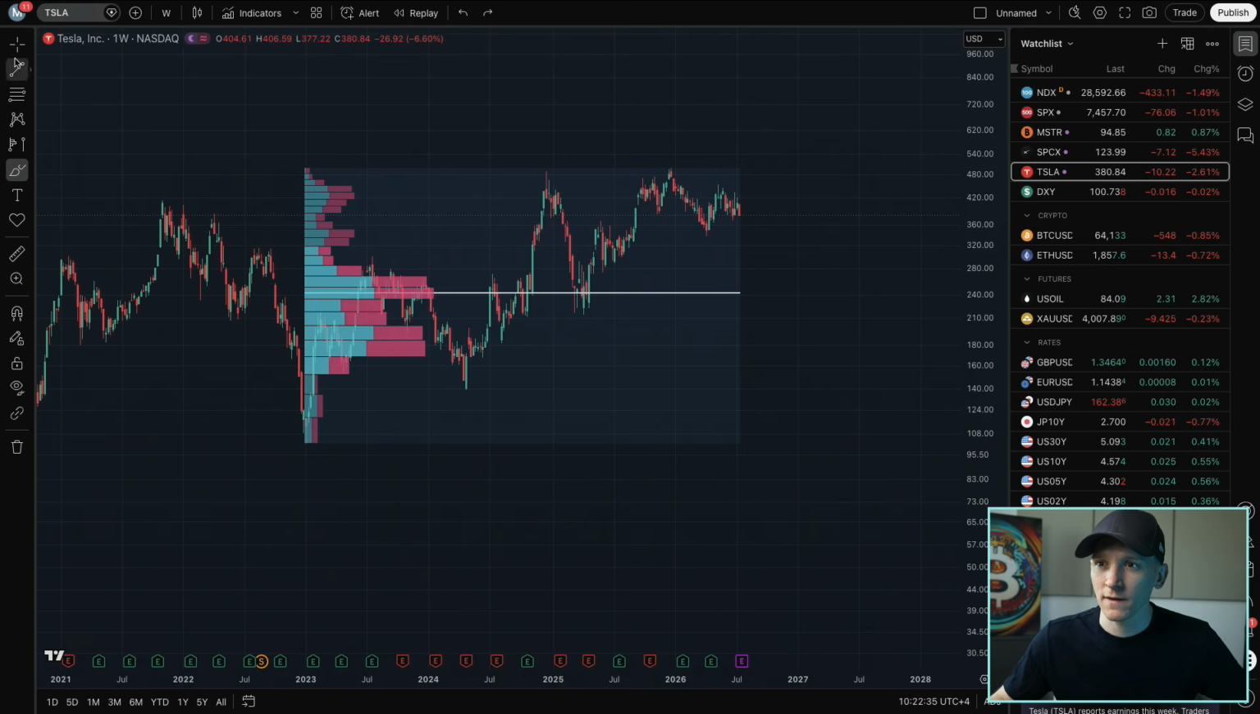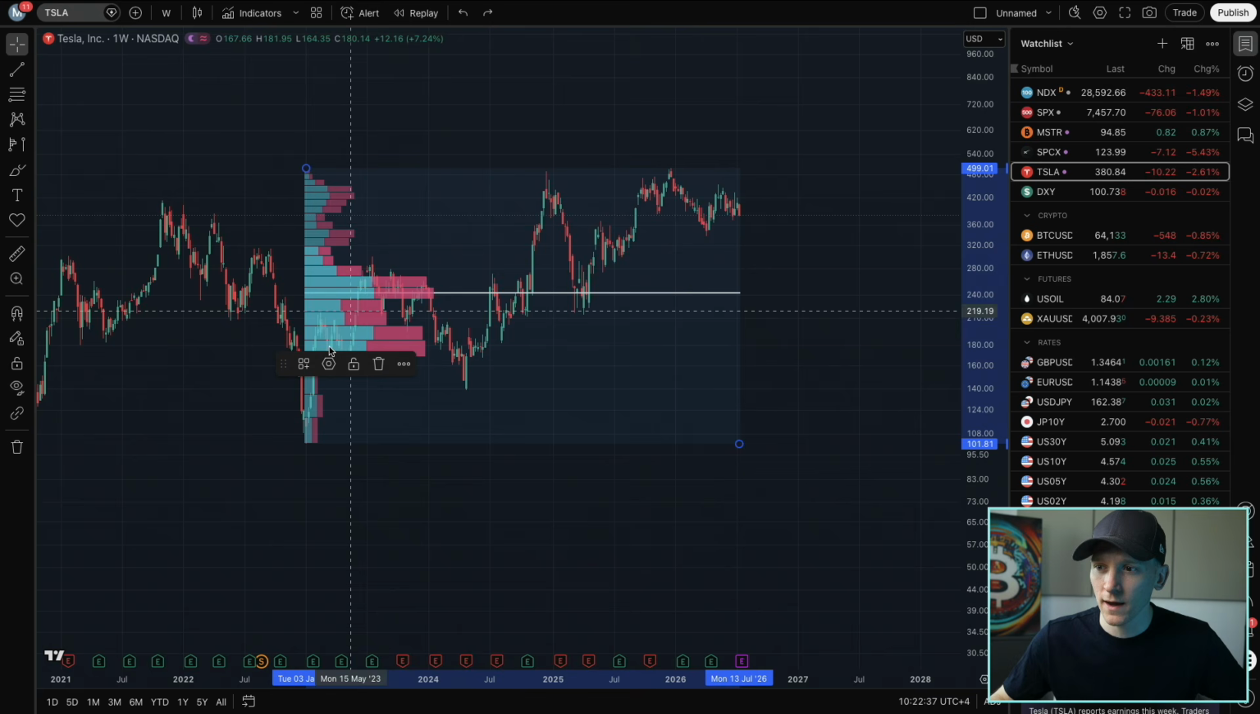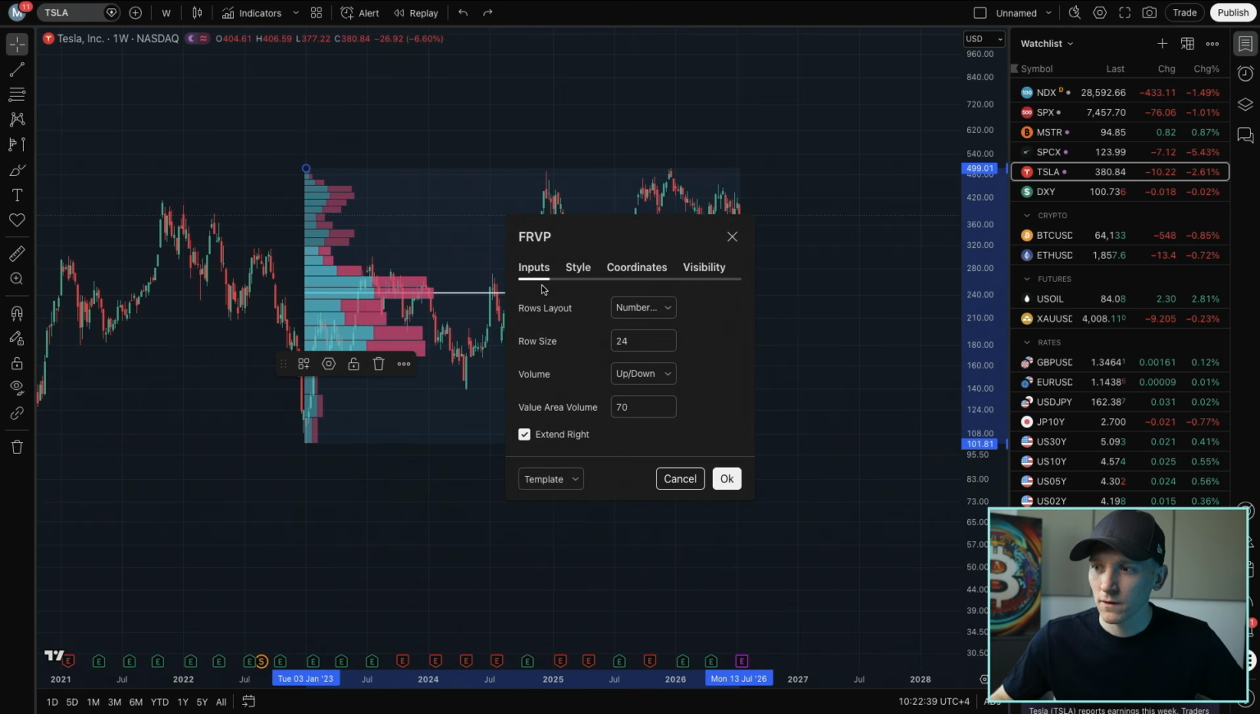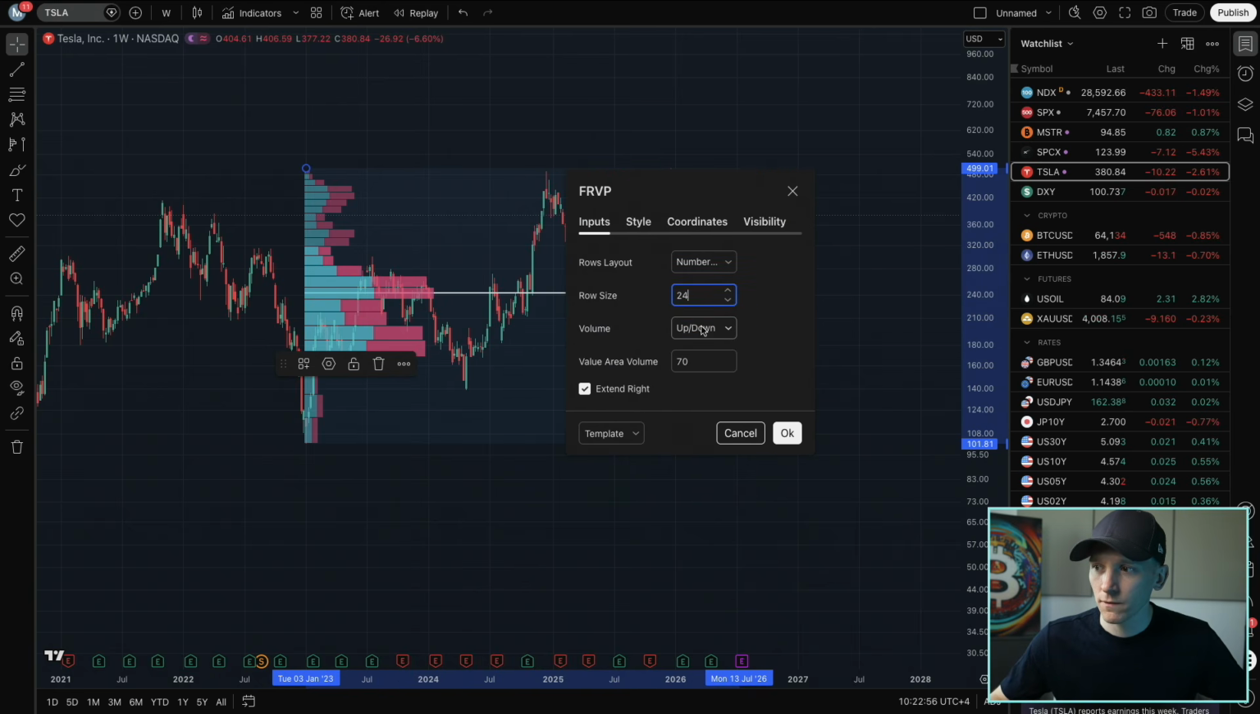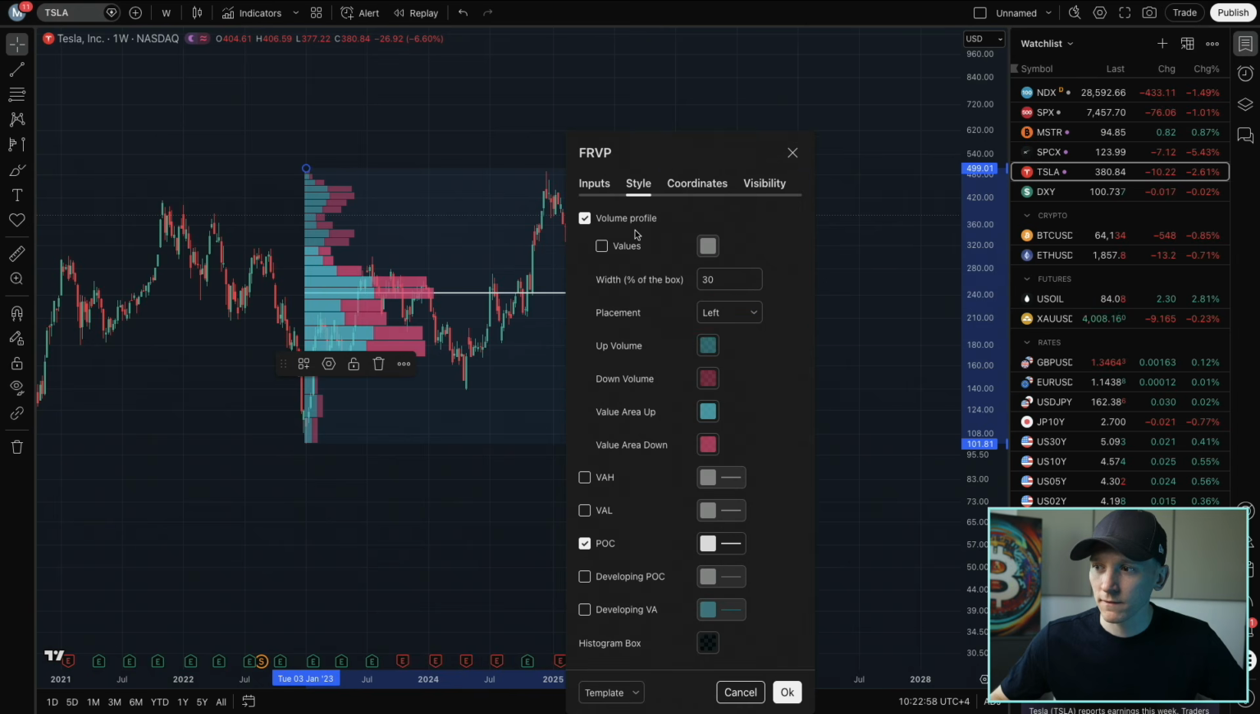Now, if we go to the settings, you can click on the indicator again and then go to settings here. Look at the inputs. Row size, that's just how many rows you want. So the fewer amount of rows, if we have 10 rows here, then it will just put the data amongst fewer rows. You can put it back to 24 if you want. And there's just more rows here, so you can get more granular on the data. Volume up and down, that just shows right here. So these two colors, the turquoise and pink, that's up and down volume.